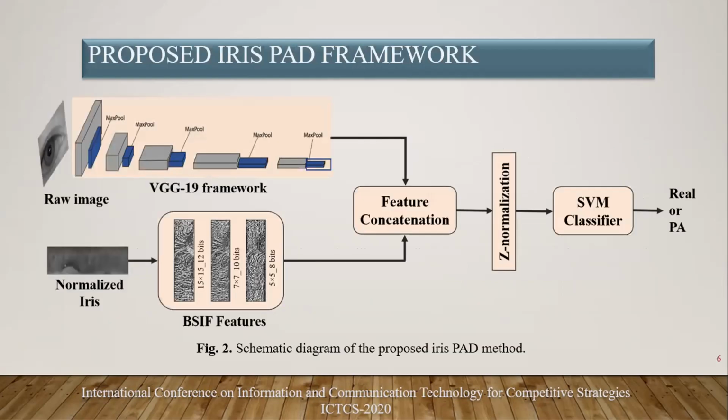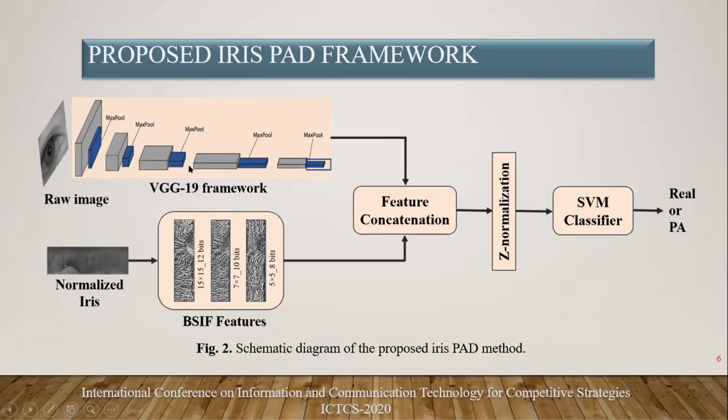Now, this is the proposed iris PAD framework. We can see here, we have utilized two different frameworks or methods for feature extraction. This is a VGG19 framework and a BSIF method, which stands for binarized statistical image features.